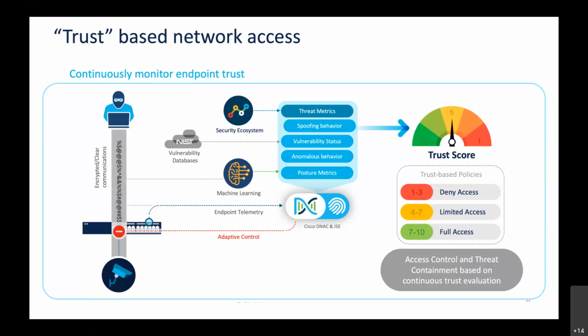So from left to right, what you have happening is you have these endpoints on your network, they're communicating, and then utilizing these sources of data in the center portion of the slide, we aggregate that information, and as a result, we produce a trust score for each of the endpoints on the network. And that score ranges from 1 to 10, with 1 being the lowest and 10 being the highest.